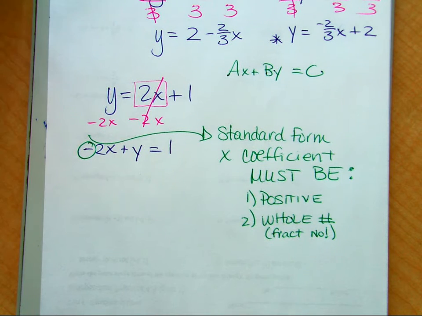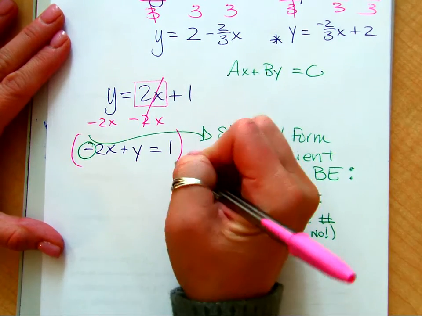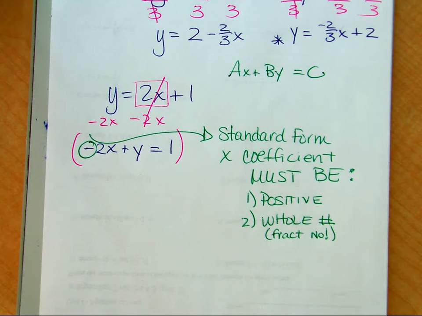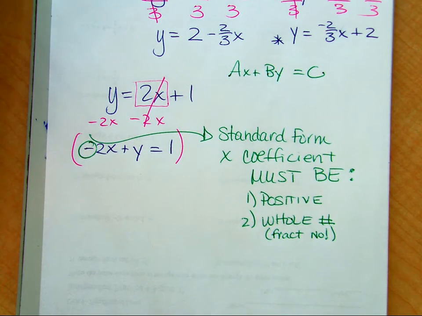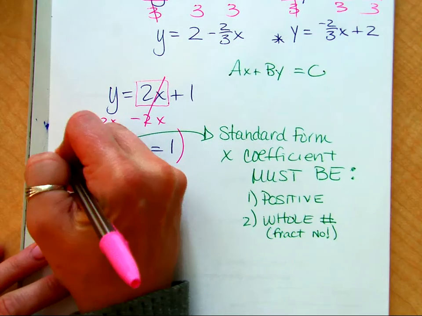So, after you get the x where it needs to be, you got to look. Is it positive? And is it a whole number? If it's not, you're going to have to do something to the whole equation to make it fit those categories. So what could I multiply everything by? Yeah, a negative. Well, I could do it by a -2. I don't really need to do the -2. Let's just do it by -1.